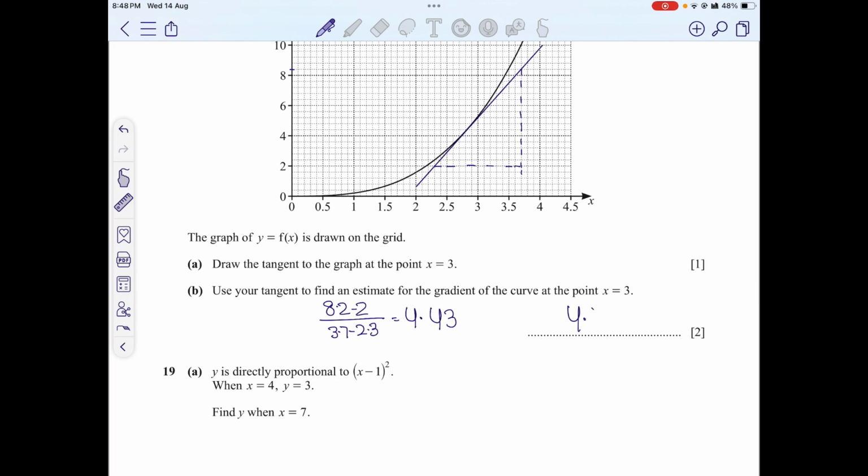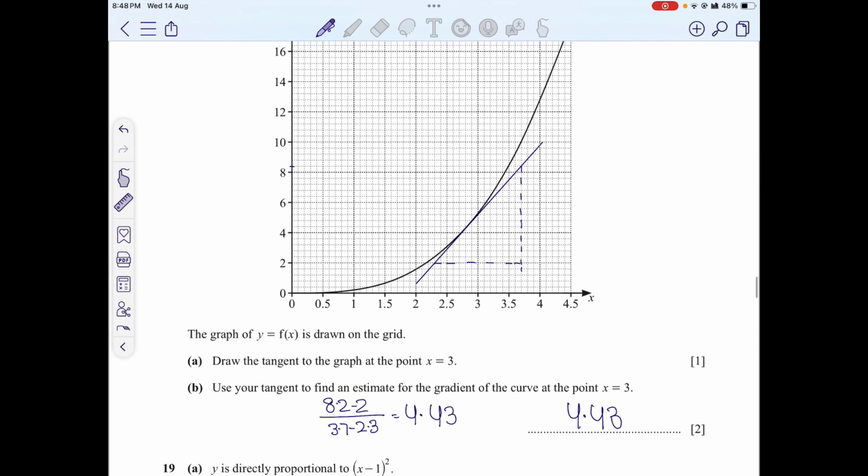So just write 4.43. Now indeed there's a range of answers, and you can check the marking scheme whether your correct answer falls in the range. It's most likely to, unless your tangent is way off the point.